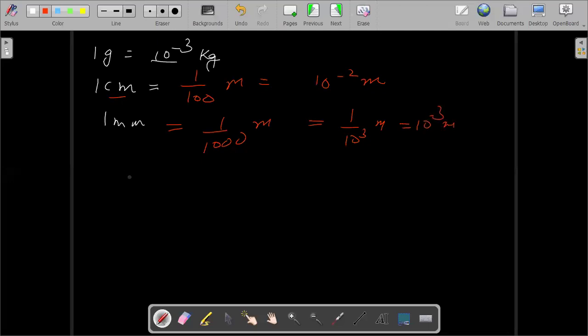Yes, sir, that's what I'm saying. If 1 kilometer is equal to 1000 meter, this will be written as 10 to the power 3 meter. Alright? Okay, sir. So 10 to the power 8.